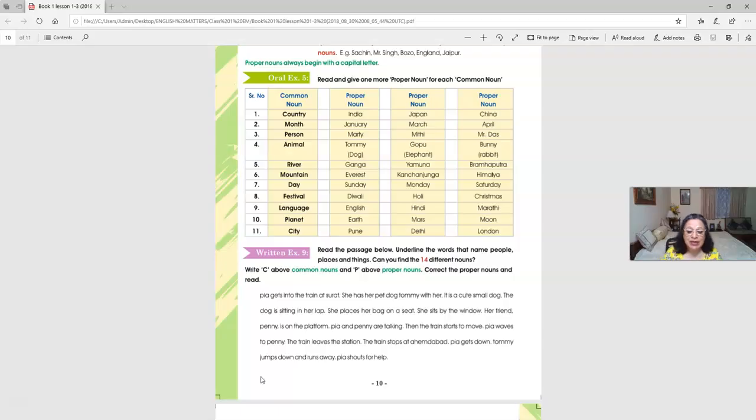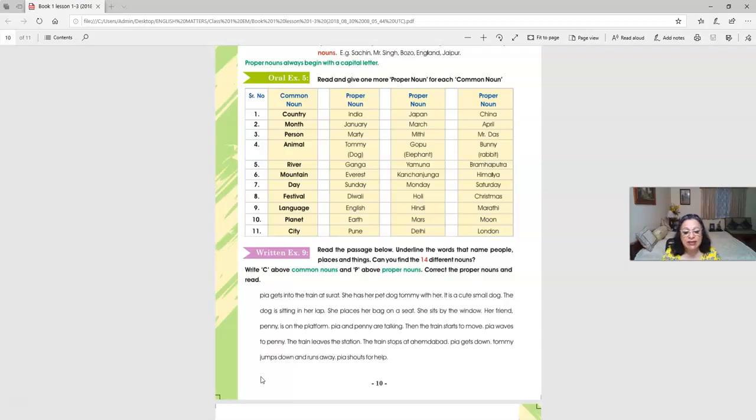Lap. She places her bag. What does she place? Bag. Bag is the name of a thing. On a seat. Name of a thing. Now, things don't have proper nouns because it cannot be Mr. Table, Mr. Chair. So, all things are common nouns.